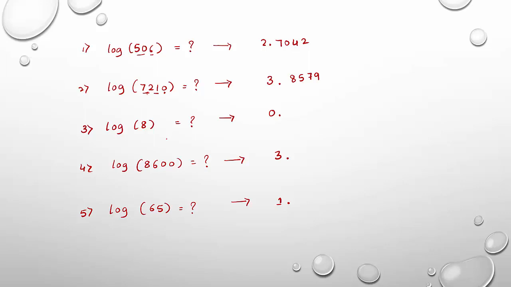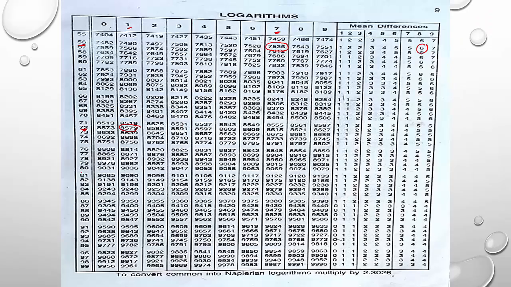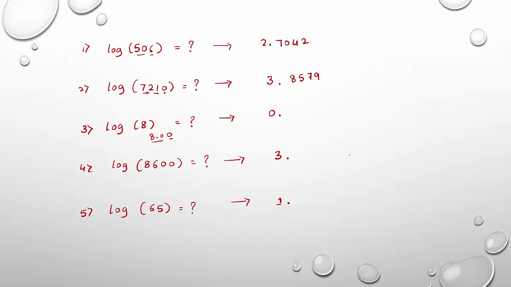Now come to the third problem, log of 8. 1 minus 1 is 0. So 0 is the characteristic. So 8, how to observe it here? We can take it as 8.00. 80 at 0 we have to observe in the log table. 80 at 0. 80 is here. 0 in the difference column is here. 80 at 0 will be how much? 9031. I am going to write here 9031.